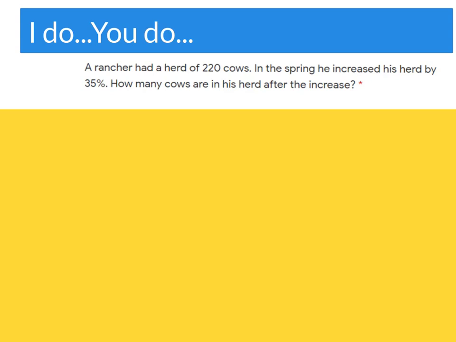This is I do, you do. We're talking about things like tax, tip, and discount when we're changing something by a percentage. So the first one says a rancher had a herd of 220 cows. In the spring, he increased his herd by 35%. How many cows are in his herd after the increase?